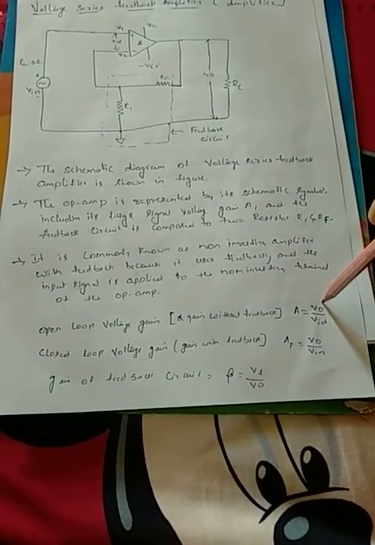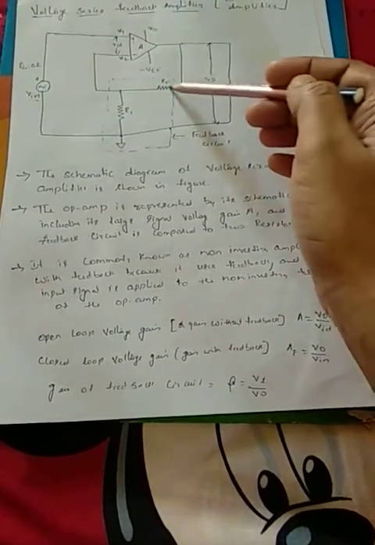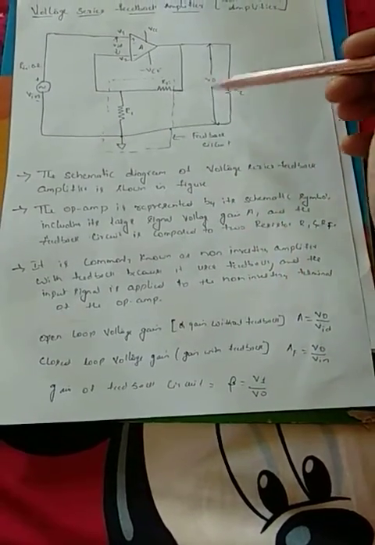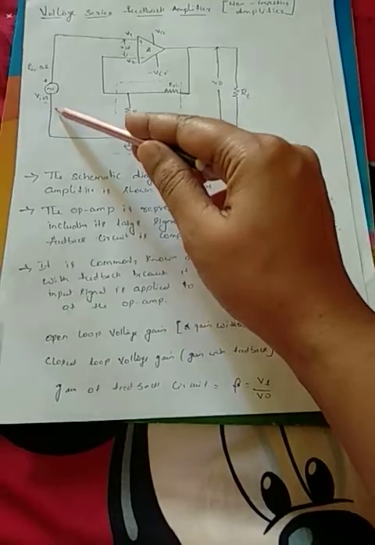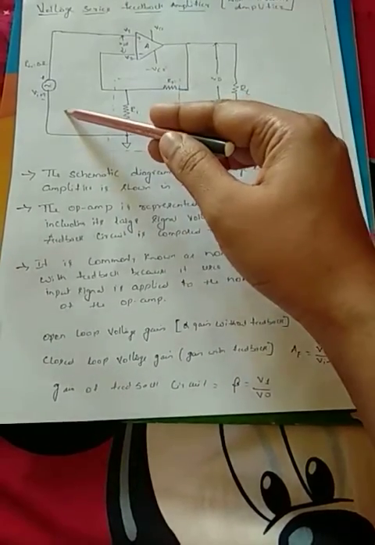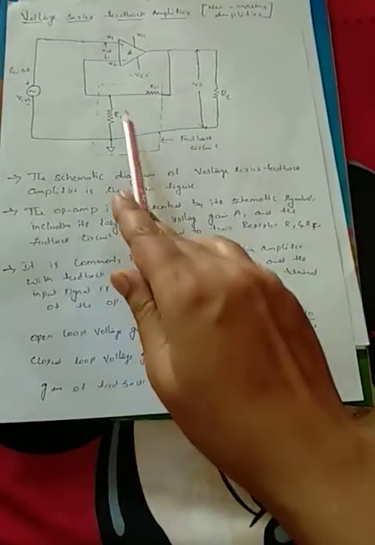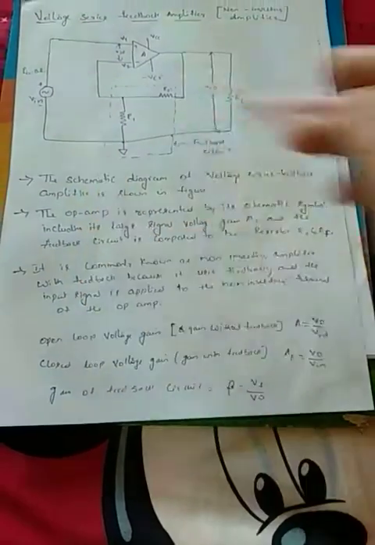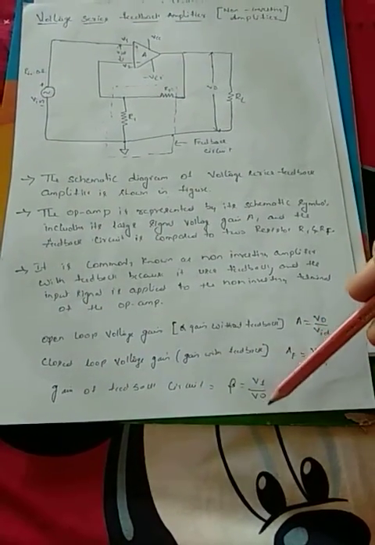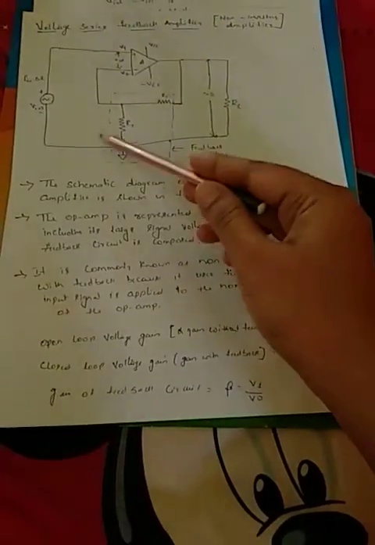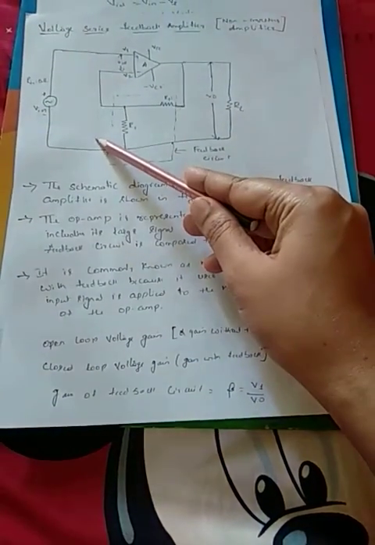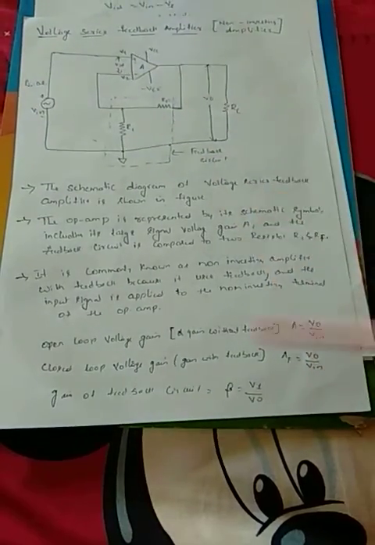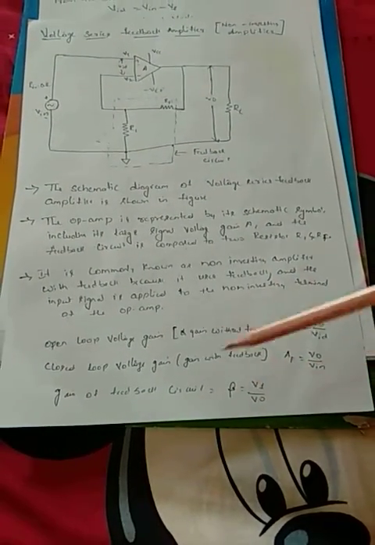The closed loop voltage gain, that is the gain with feedback, when the feedback is introduced, we represent by AF. This is V0 divided by Vin. Next, the gain of the feedback circuit, which we represent by beta. Beta is equal to VF divided by V0. The output of the feedback circuit is VF, and the input to the feedback circuit is V0. Therefore beta is equal to VF divided by V0.